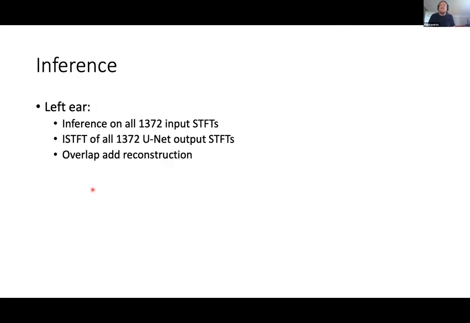So for the left ear, inference is carried out on all 1,372 spectrograms. We pass it into the U-Net, which then predicts the output of the left ear. We use the inverse short-term Fourier transform and then overlap-add reconstruction as previously indicated. So this is how the left ear works.